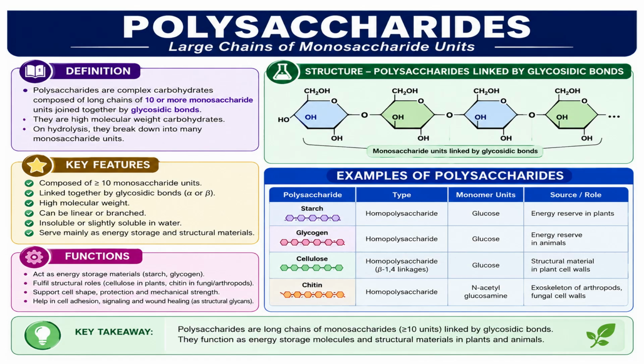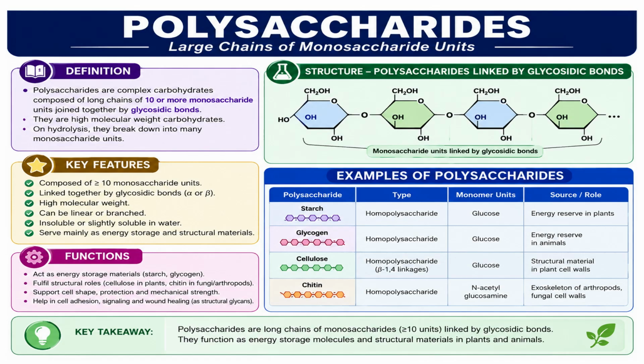Starch is the main storage polysaccharide in plants and is made of glucose units. It contains two components, mostly linear amylose and branched amylopectin. Glycogen is the major storage polysaccharide in animals and is highly branched, allowing glucose to be rapidly released when energy is required. Cellulose is a structural polysaccharide found mainly in plant cell walls.